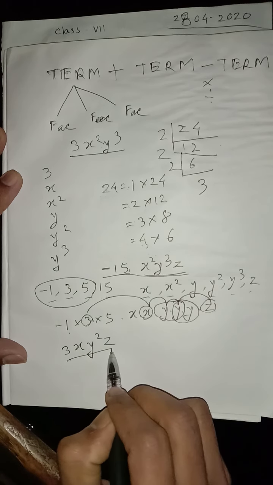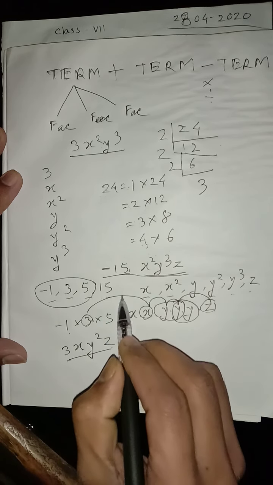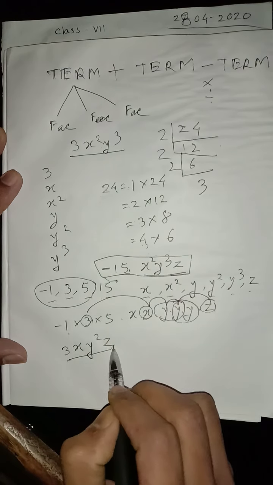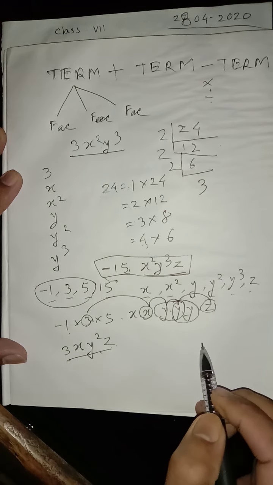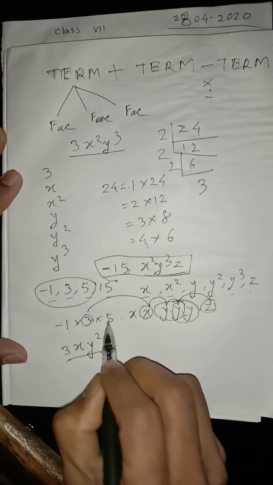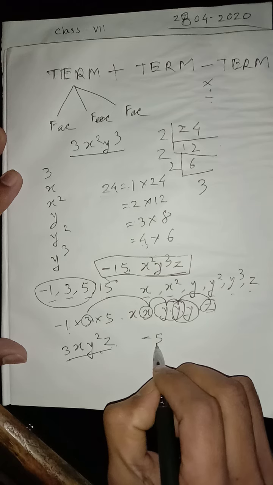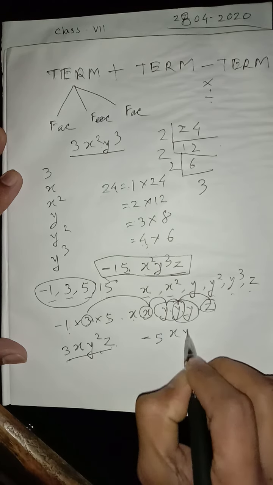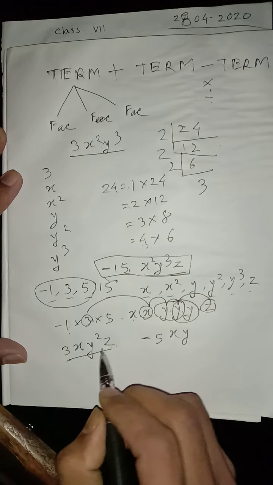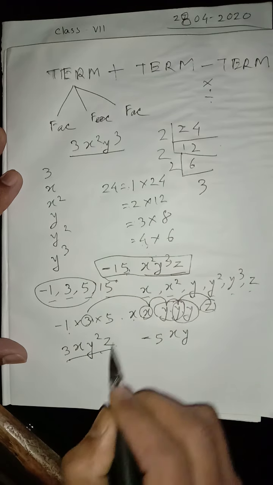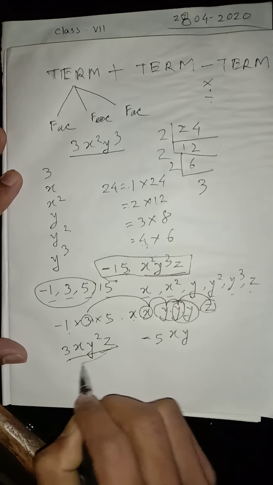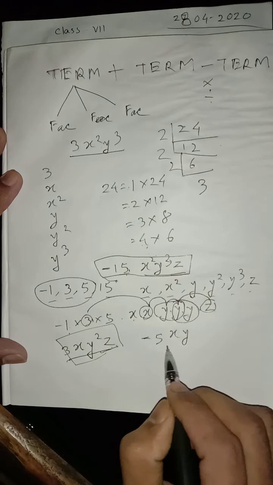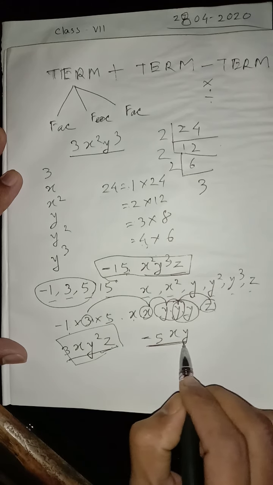If we divide our original term by this, then what will be left behind? Minus 1 and 5, that means minus 5, and this x, this y, that means xy. If we divide this term with the other term which we found by combination of its factors, then this is a cofactor of this.